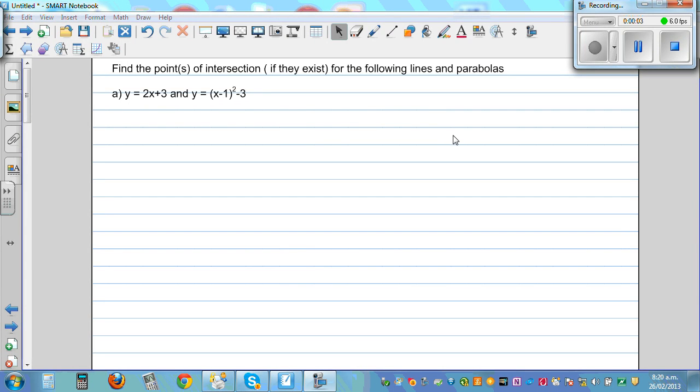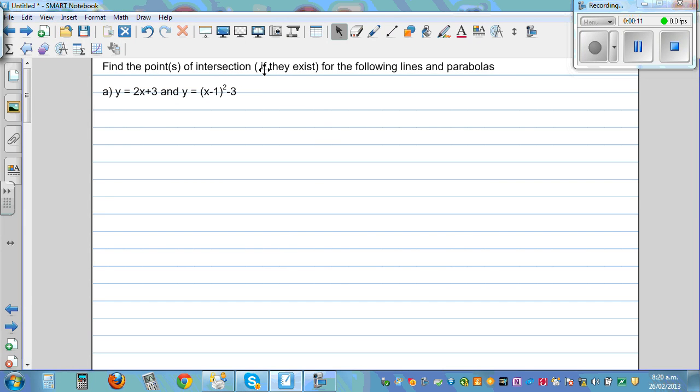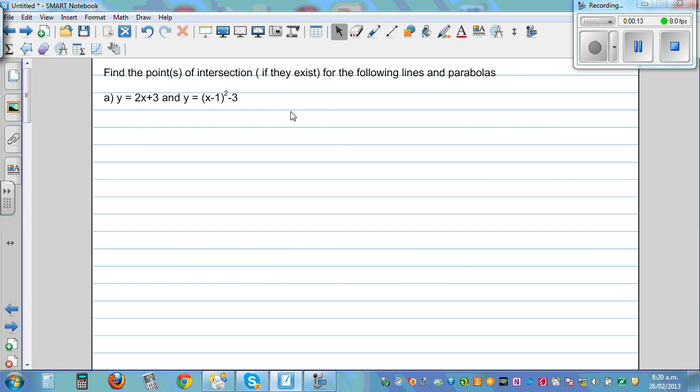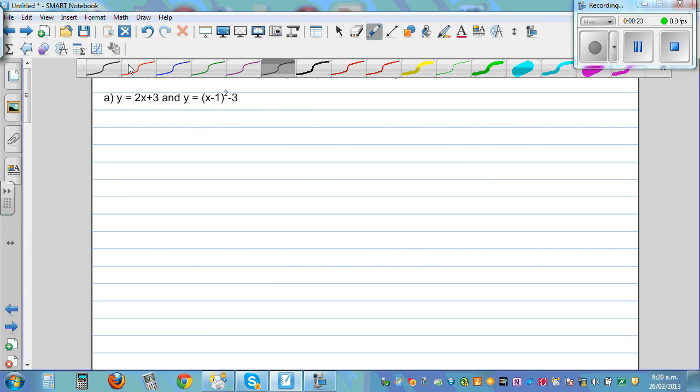Find the points of intersection, if they exist, for the following lines and parabolas. So we want to do this algebraically, and we will check it graphically later. This is y is equal to 2x plus 3, which is the equation of a line, and this is a parabola.